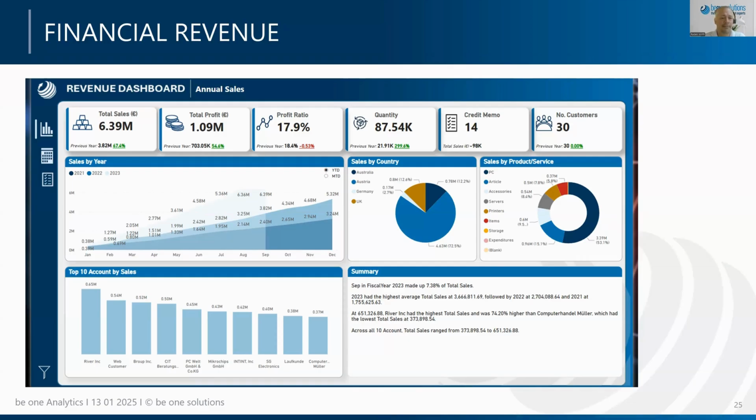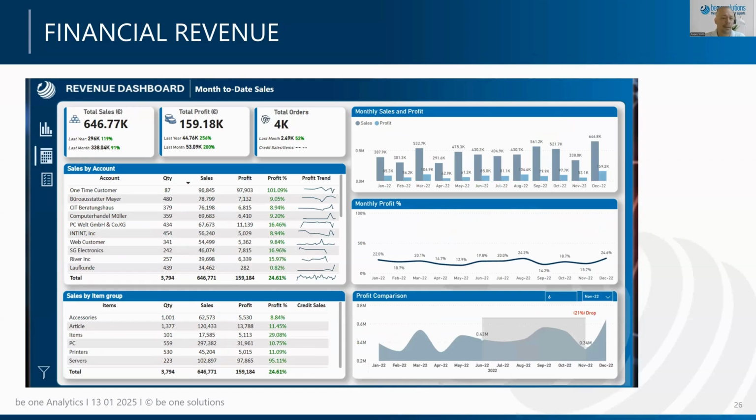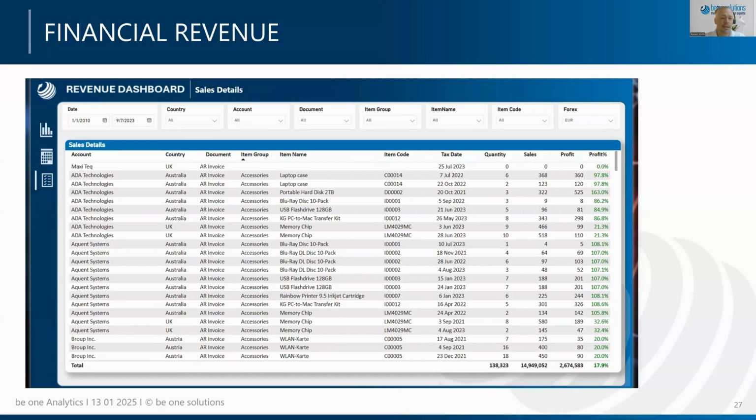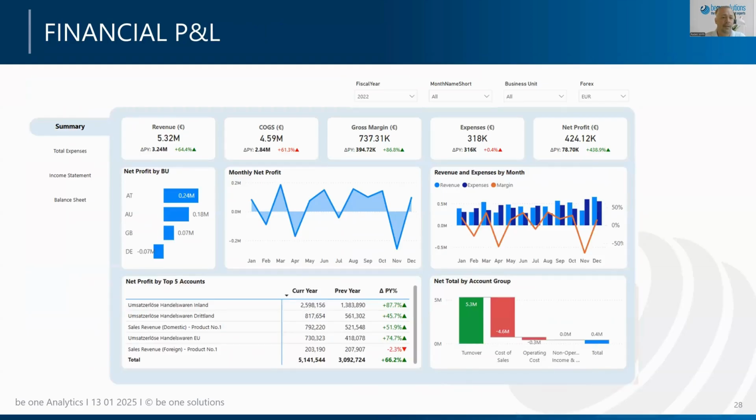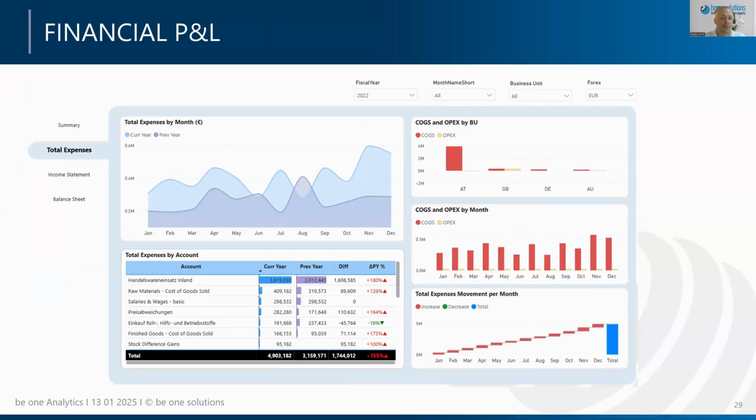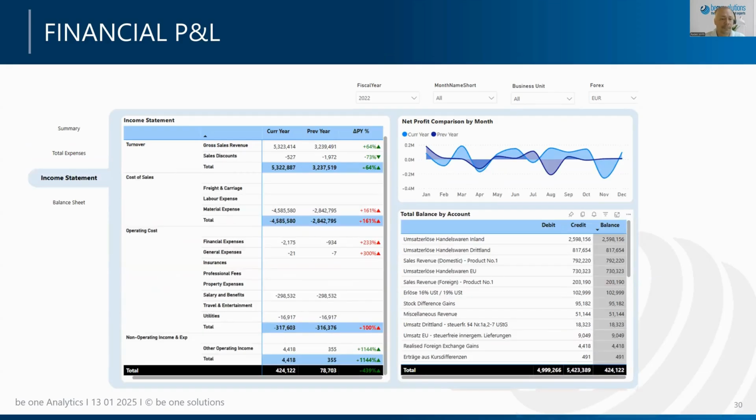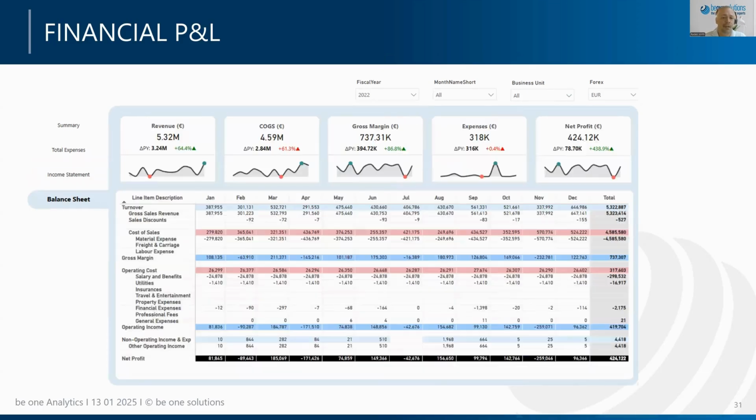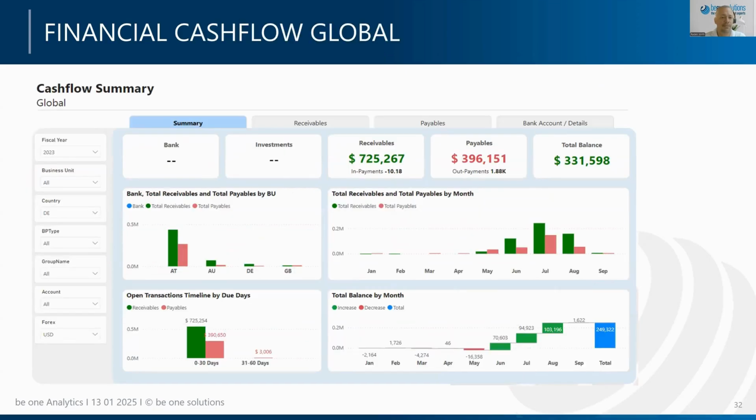So we have a revenue dashboard. We have a month-to-date sales overview. This brings also sales details. It's basically the base data that comes along and is being used to represent this data in dashboards. We have a P&L, which we are starting with summary, then also with the total expenses by month. We are showing the income statement, which can be amended by your needs. And we have a balance sheet overview, which, as I said, can be amended by your needs.